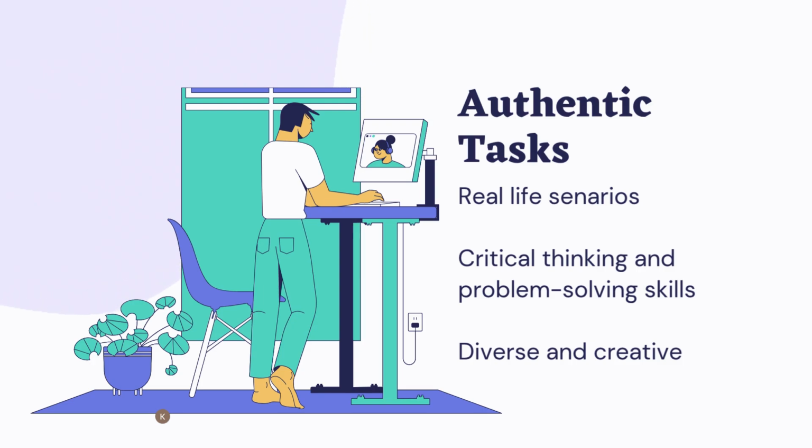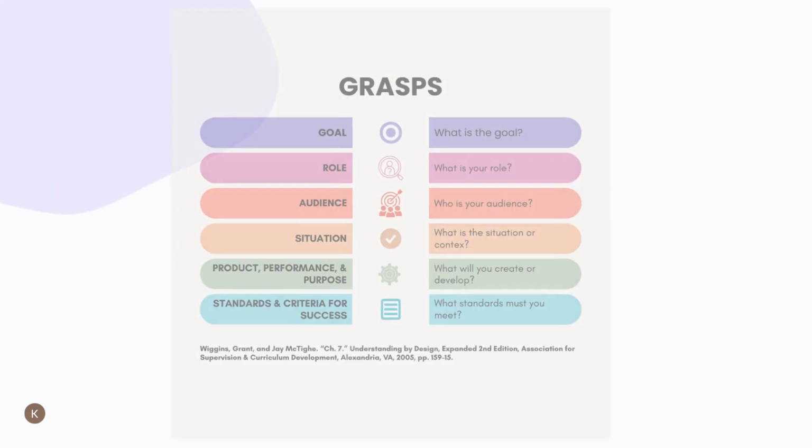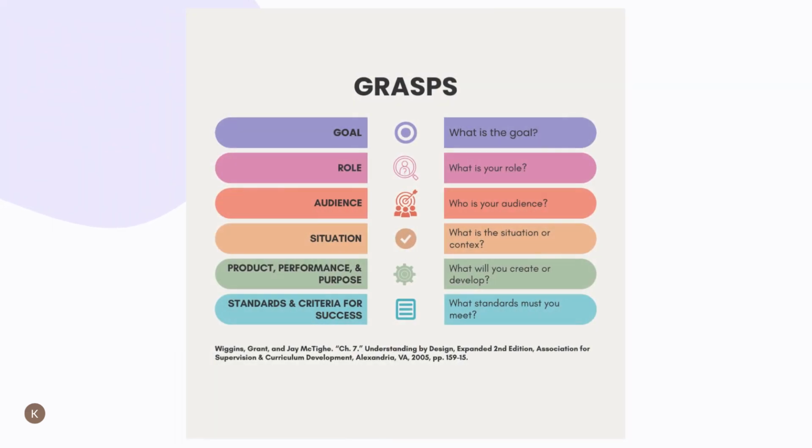For example, a simulation of a business environment can allow students to understand economics and entrepreneurship while developing critical thinking skills. Similar to SMART goals, GRASPS is an acronym that helps educators design performance tasks that are purposeful and engaging.